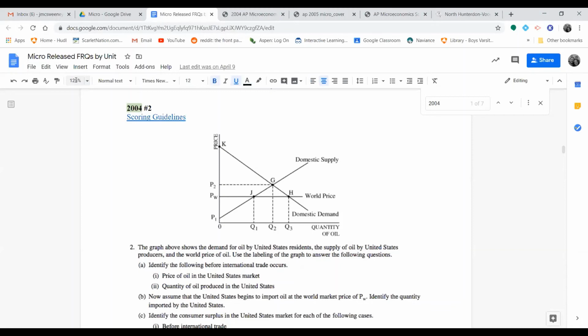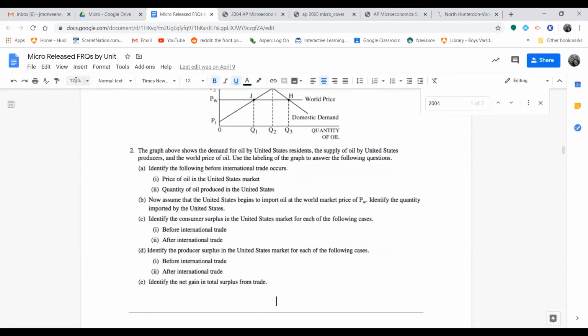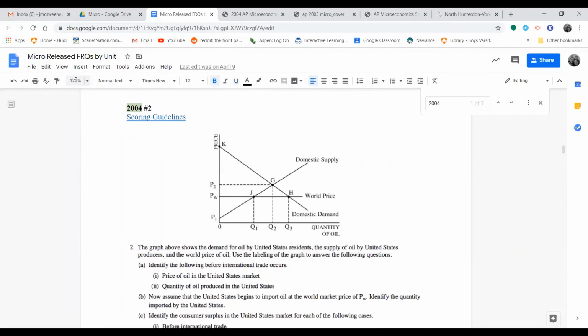D is going to be asking us for producer surplus before and after international trade. Before international trade is going to be the area above domestic supply and below price, and that is going to be P1, G, and P2. Then after international trade, the world price decreases producer surplus, and that new one is going to be PW, P1, and J.